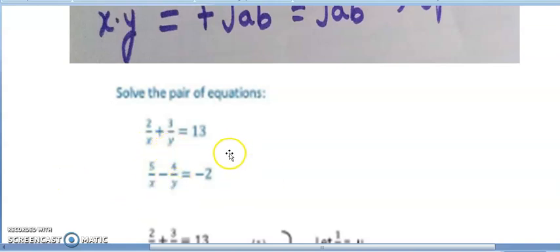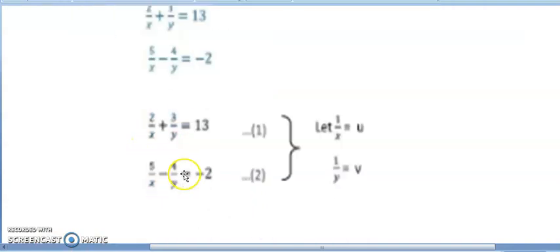Always, how were the equations? The equations were 2x plus 3y is equal to something, but here I have 2 by x and here I have 3 by y. So I can assume this 1 by x as some u. Okay. So this is for my first equation. This is my second equation. Here I am assuming 1 by x as u and here I am assuming 1 by y as v.